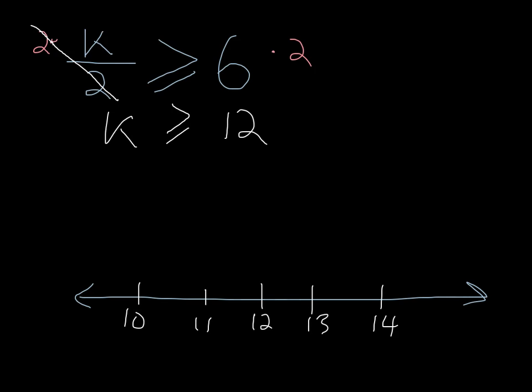Put at least 2 numbers on each side. And then we have to decide, do we put in an empty circle or a full circle? Well, k can equal 12 in this case, so we'll put a full circle right on 12. Fill in the line to the right and match the arrow with the greater than or equal to sign.